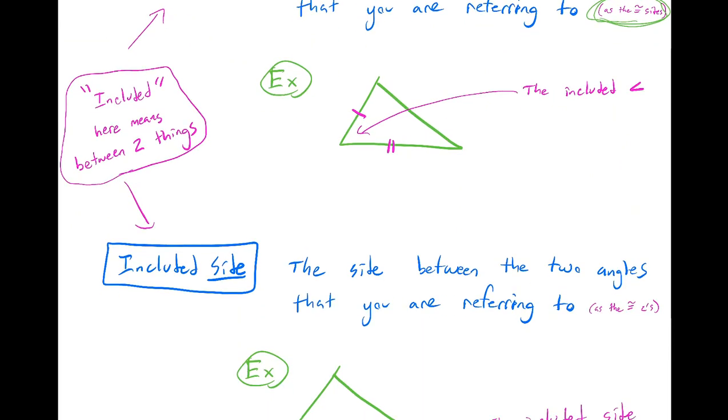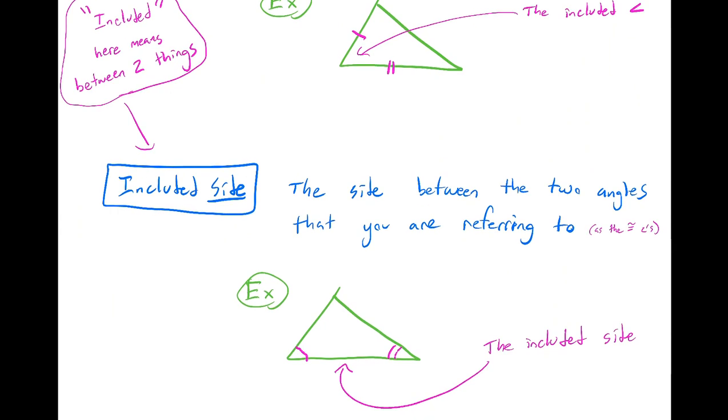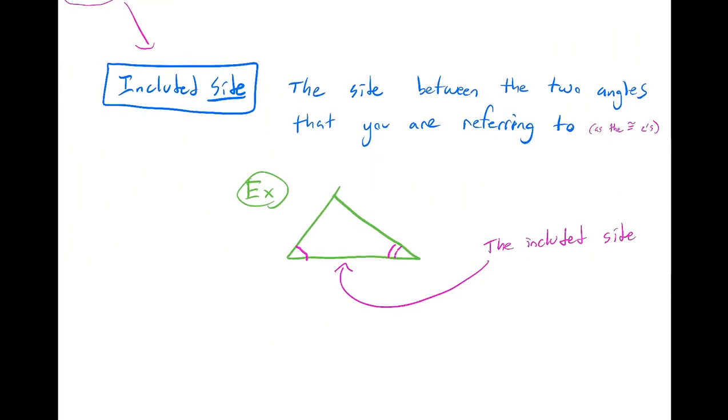And same thing, the included side is, if I'm referring to two angles, like angle A and angle B, the included side is the side connecting those two angles, right? So literally the one sandwiched between the two angles. Okay, we're gonna use that as we state these theorems and postulates.